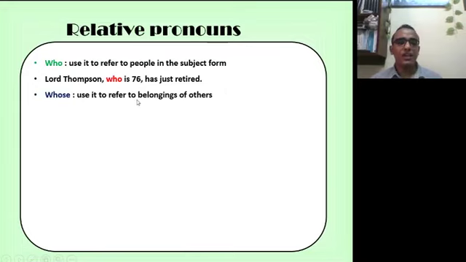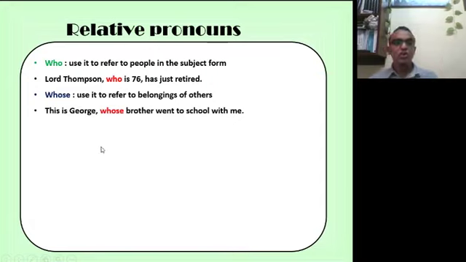Whose, number 2. Whose, we use it to refer to belongings of others, okay? To things that other people like own, okay? For example, this is George, whose brother went to school with me. So George's brother went to school with me. Okay, so this is George, whose brother went to school with me. So we use whose to refer to belongings of others.